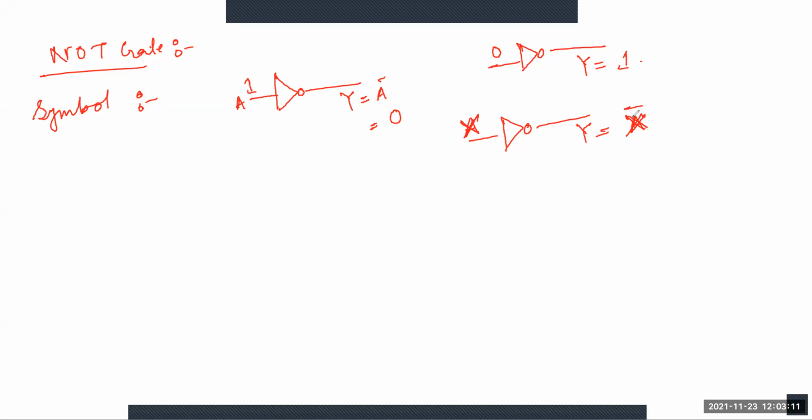Okay, so now why is it called the inverter? Here you can see when we are putting any input, we are getting the opposite of the input. Actually this device or these gates convert or invert the value to the opposite. That's why it is called the inverter.